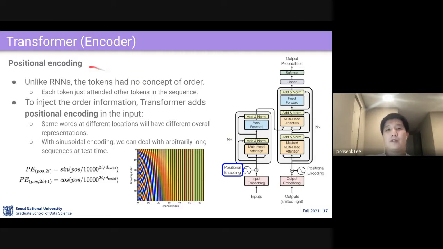So to inject the order information, the transformer adds something called positional encoding to the input. So the same words at different locations will have different overall representations because of this. And they use sinusoidal encoding. I'm not going to talk about all the details of this, but here, the time step index means the order of the word in the sentence. The first word is 0, and the second word is 1, and so on.